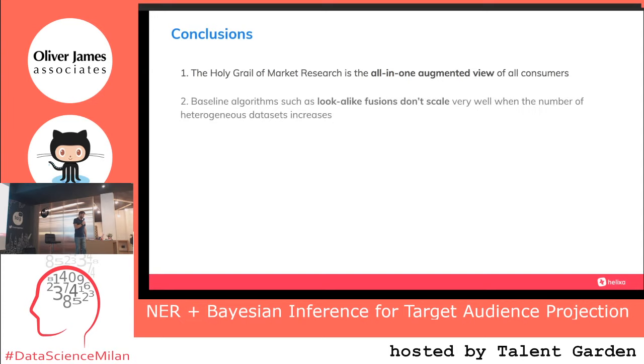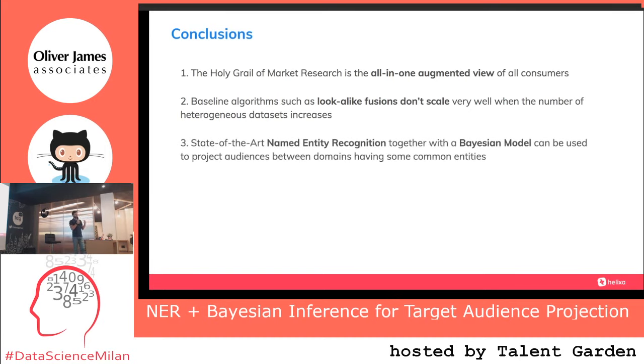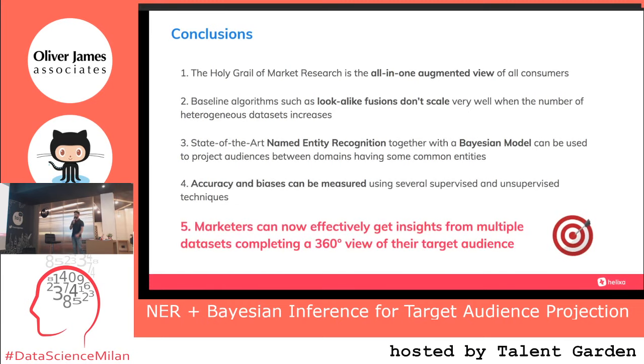As we've seen, the major problem of marketers is to find this one single data set that is impossible to find. So you can do the lookalike fusions, but they don't scale. What we propose is that you can use both entities. You can use the named entity recognition algorithms that are really advanced; nowadays, the state of the art is really high. Inside a Bayesian formulation, you get this projection that we prove can be tested to be accurate, such that we now achieved our goal, which is providing marketers with insights from multiple perspectives, so that now they have the full, complete view of their consumers. And that's it. Thank you very much.